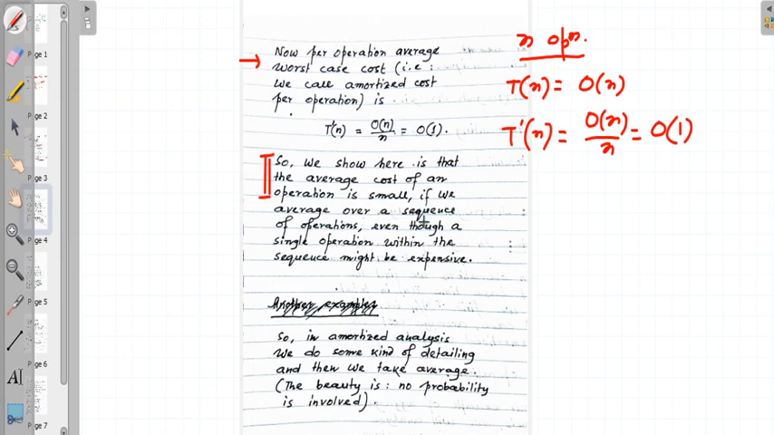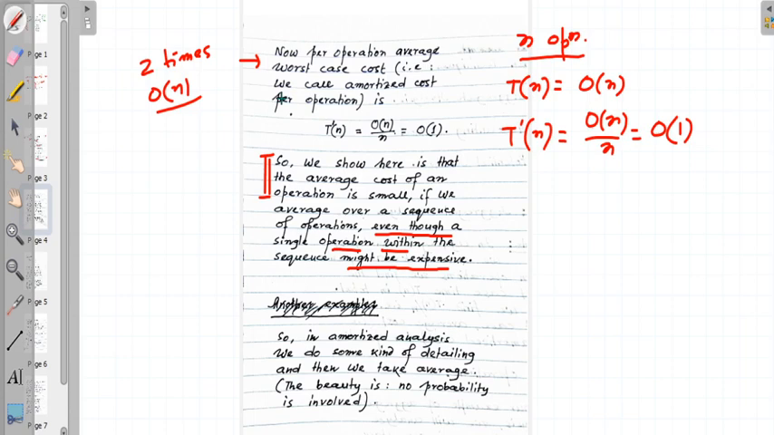If we average over a sequence of operations, even though, and this is a very important line, even though a single operation within the sequence might be expensive, as we have seen with the two for loops and the while loop taking order of 1 time. So even if a few of the operations might be expensive, if we take the average, that expensive behavior will be distributed throughout.